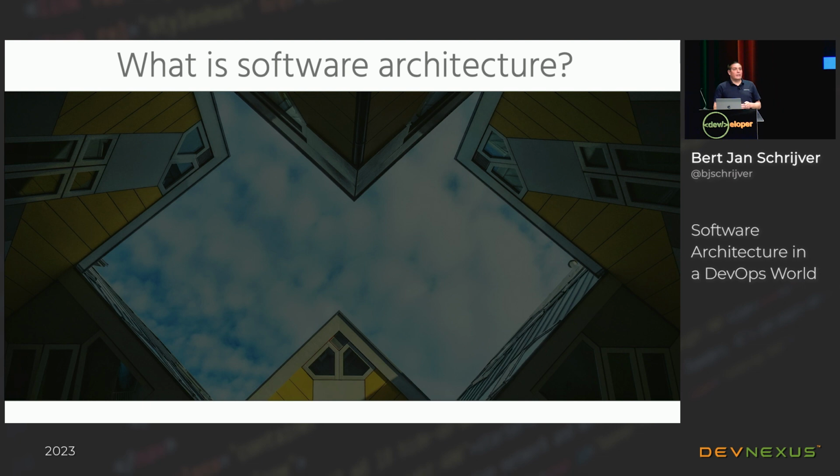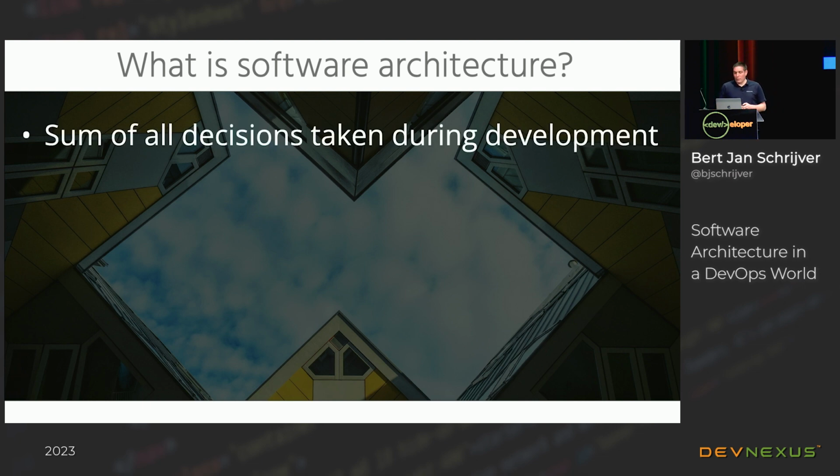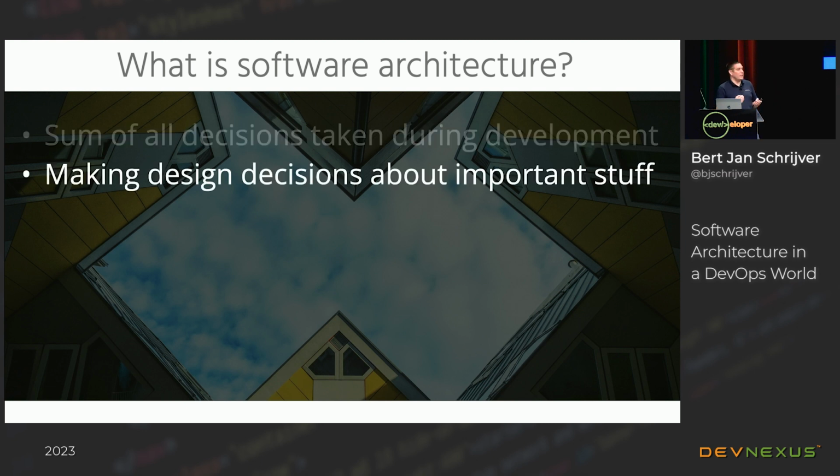So what is software architecture? Well, you could say that it's the sum of all decisions you've taken during development. Or that it's about making design decisions about important stuff. But then obviously the question is, what's the important stuff? So as Grady Booch says, it's significant decisions that shape a system, where significant is measured by the cost of change.